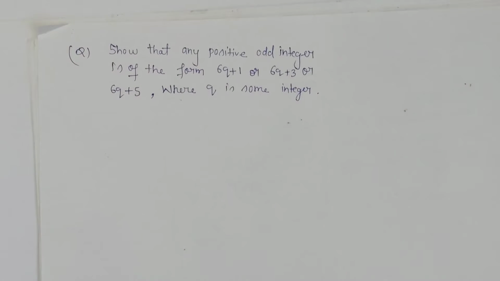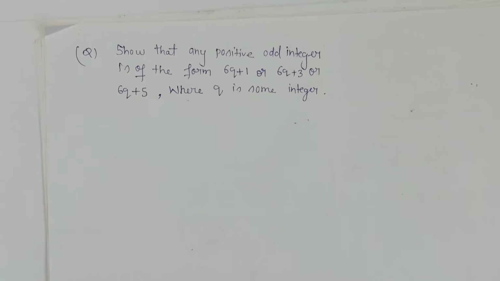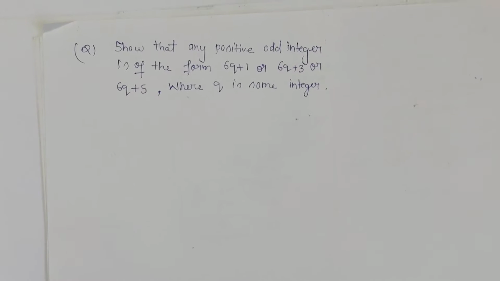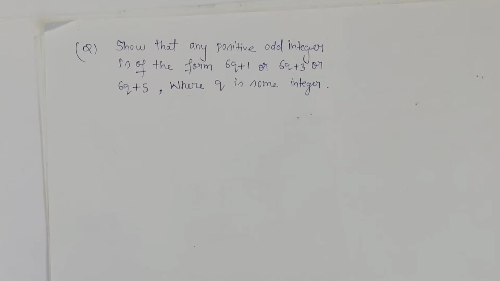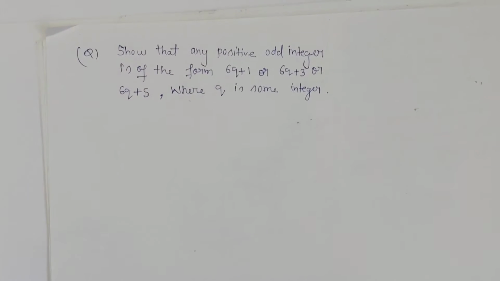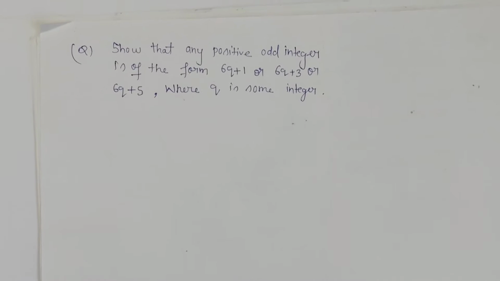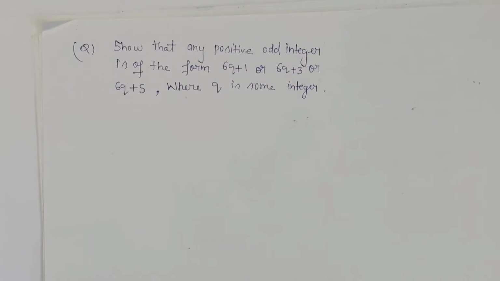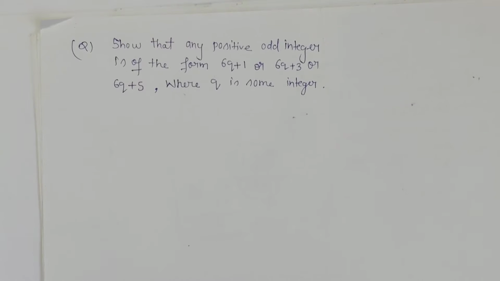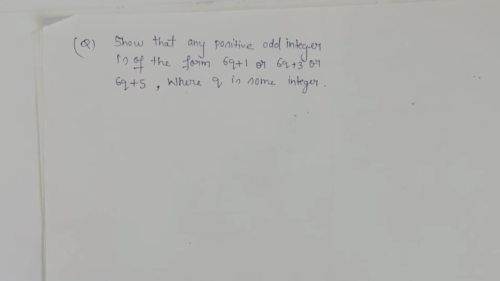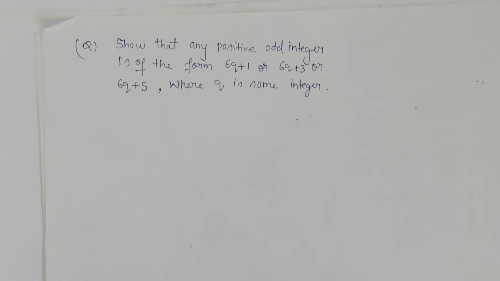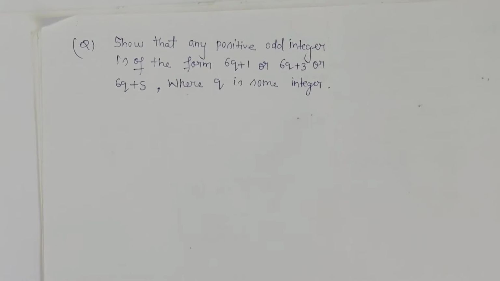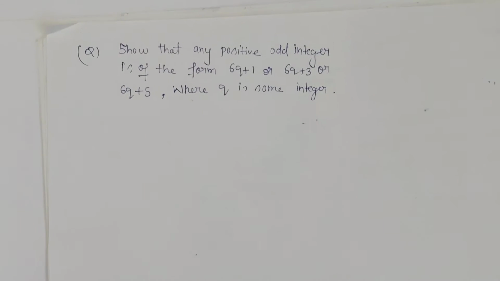Hello friends, this is another question from the NCERT: show that any positive odd integer is of the form 6q plus 1 or 6q plus 3 or 6q plus 5, where q is some integer. Now for the students this question seems to be like what it is saying and how to prove it. But let me tell you friends, it is very easy to prove. Just read it line by line.